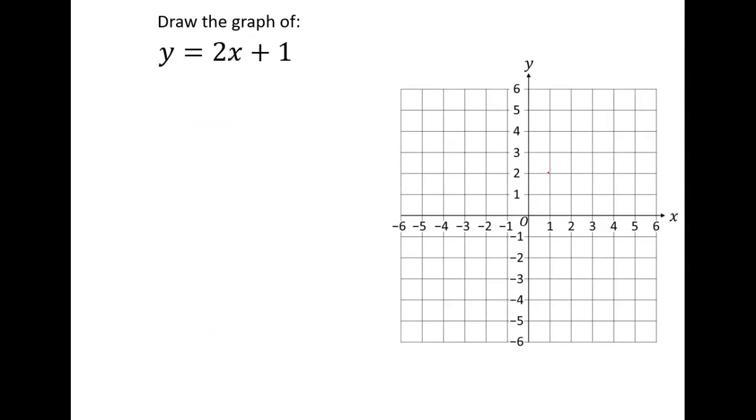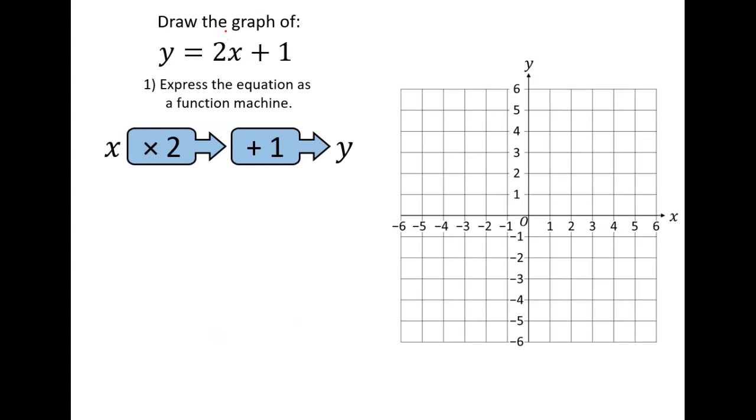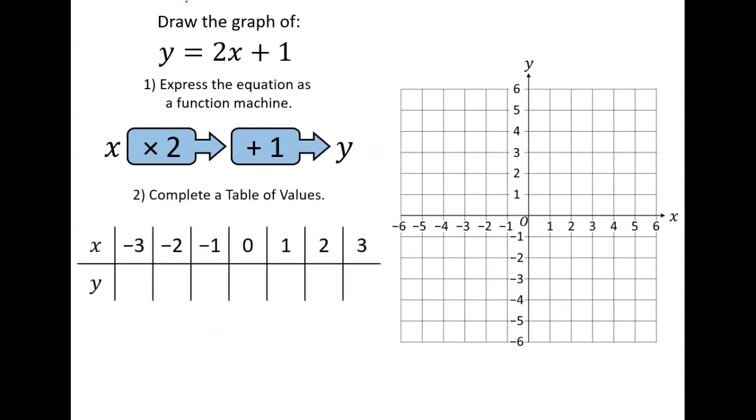Okay, so this question has a couple things happening. It has x being multiplied by 2 and adding 1. If we express this as a function machine, we take our x, multiply it by 2 first, then add 1. You can think of it this way: start with your table of values, and -3 times 2 is -6, plus 1 is -5.